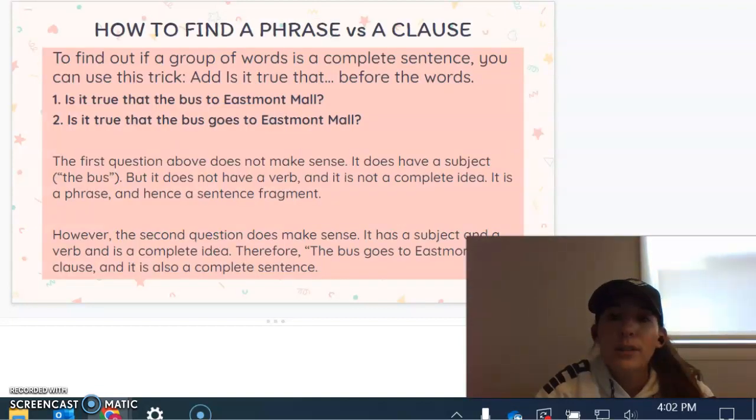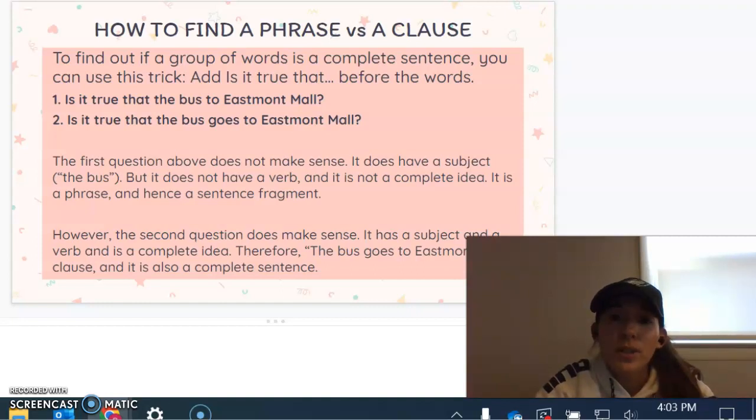So how to find our phrase and clause then? To find out if a group of words is a complete sentence, you can use the trick: add "is it true that" before the words. So, is it true that the bus to Eastmont Mall? And then our example number 2, is it true that the bus goes to Eastmont Mall?